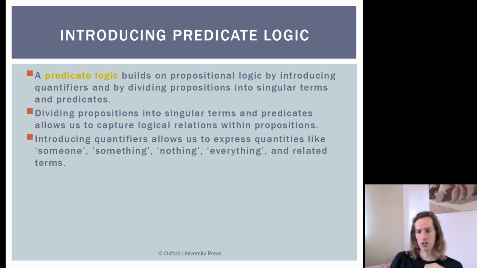So dividing propositions into singular terms and predicates allows us to capture logical relations within propositions, where when we say Sydney is reading, we're not just saying S, we're not reducing the entire proposition to just one variable, but we're able to capture different aspects of that proposition and make those explicit. So introducing quantifiers allows us to express quantities like someone, something, nothing, and everything, and related terms.